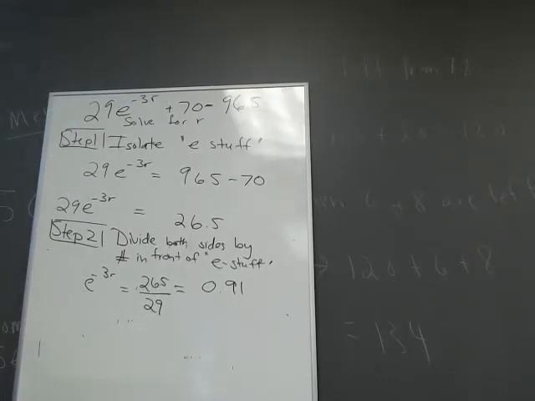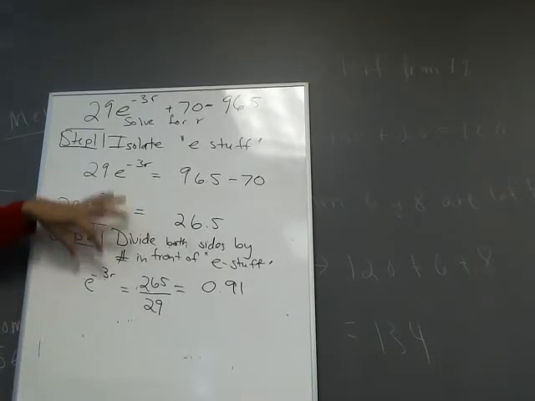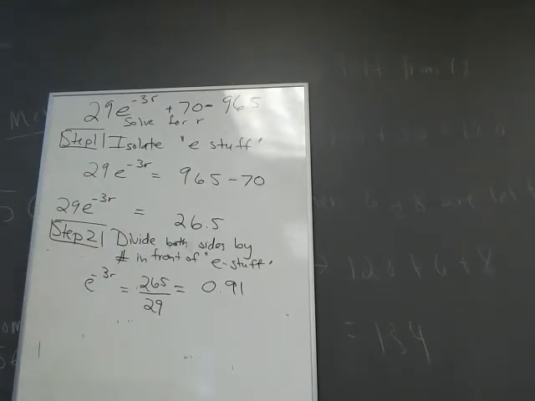All right, so 0.91. Now I want to get this 3R alone. So here's the new step that you haven't seen before. Like the angles, we had to back calculate the angles by hitting both sides with an inverse. You have to use the inverse of the E. And the inverse of the E is the button on your calculator that's called ln.